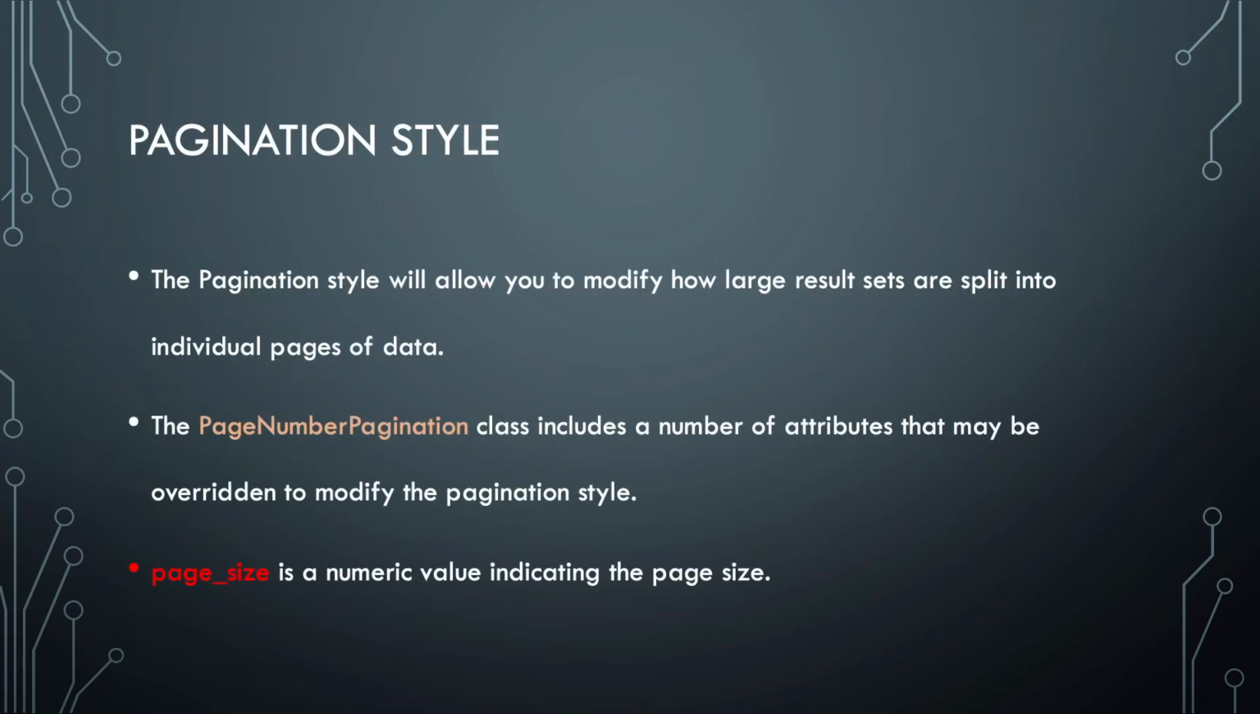The pagination style will allow you to modify how large result sets are split into individual pages of data. The page number pagination class includes a number of attributes that may be overridden to modify the pagination style. Page size is a numeric value indicating the page size.